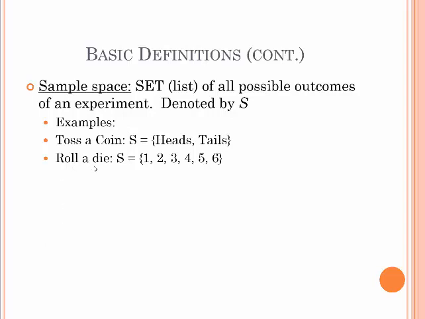For rolling a die, when you roll a six-sided die, what are the outcomes here? It's just a 1, 2, 3, 4, 5, or 6. So that's the sample space. It's a list of all the possible outcomes.